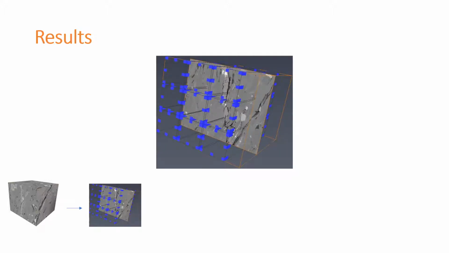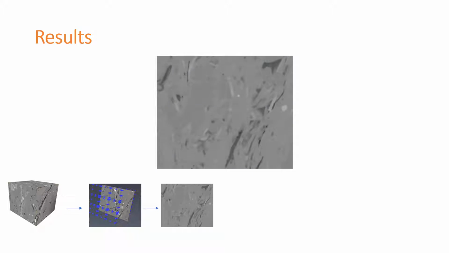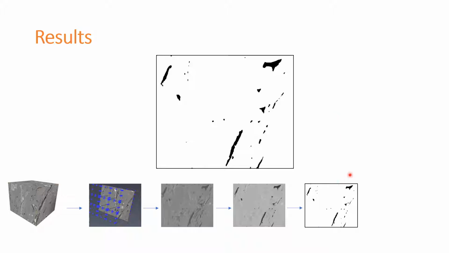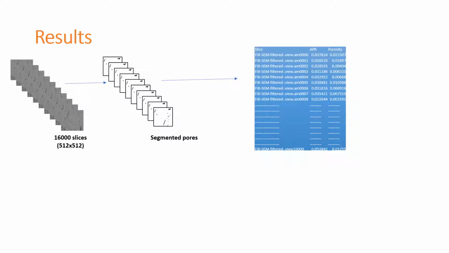To make our machine learning model more robust, a total of 16,000 images were extracted from this sample. Each image slice was of 512 by 512 resolution. The pores were identified using watershed segmentation. The images were converted to binary format to estimate its properties. Average pore radius and porosity were two properties calculated for this study. This is how the data was pre-processed for our machine learning model.